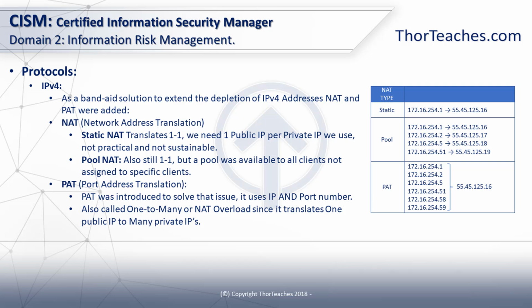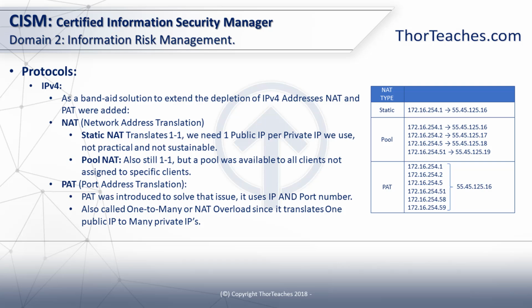So finally, they designed PAT. This is what you saw in my output from earlier. PAT uses both the IP and then a port number. It's also called one-to-many NAT or NAT overload, since it translates one public IP into many private IP addresses. And that's what most of us use today.